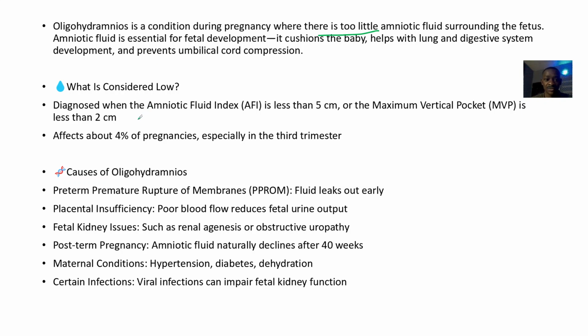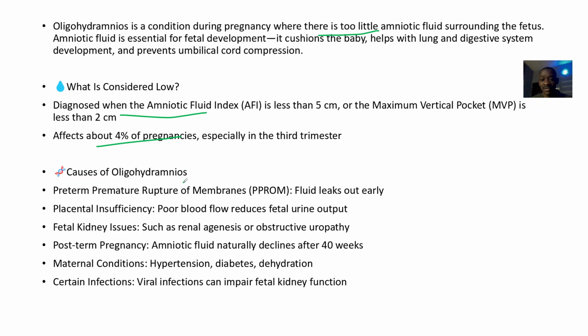So how is it diagnosed? It's usually diagnosed when the amniotic fluid index is less than 5 centimeters or the maximum vertical pocket is less than 2 centimeters. It affects about 4% of pregnancies, especially in the third trimester.